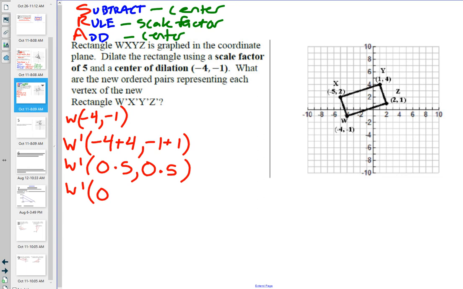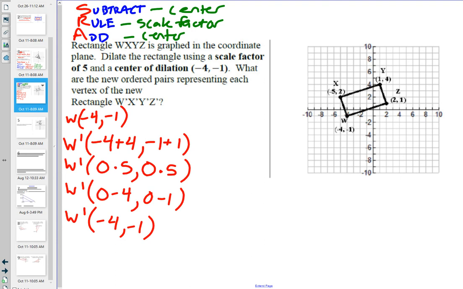So I have the 0, and then I have to add back the center. Adding a -4 is the same as subtracting. Adding a -1 is the same as subtracting also. So when all is said and done, that first point never changed. That first point is going to stay the same.